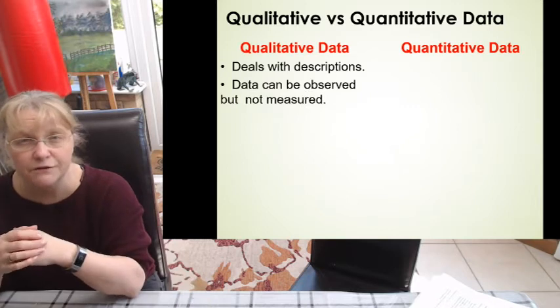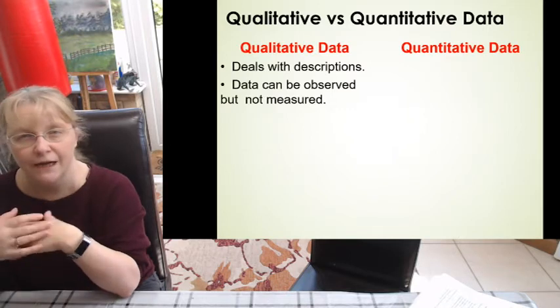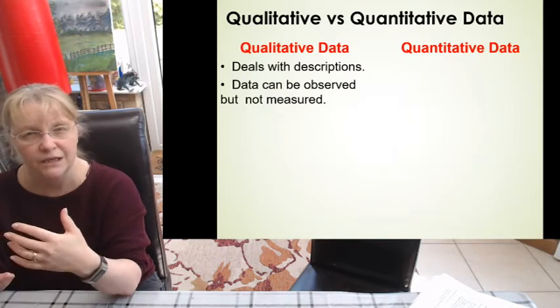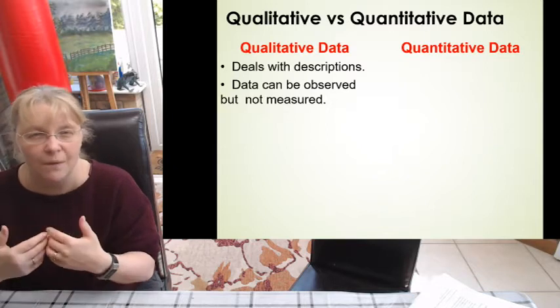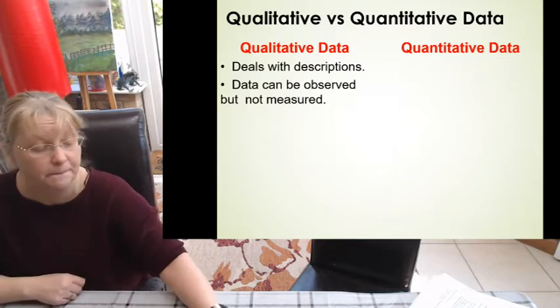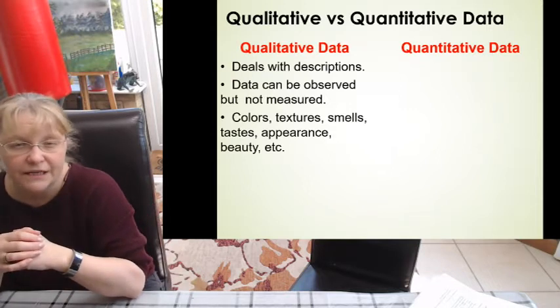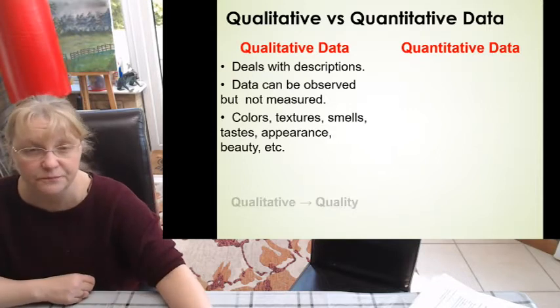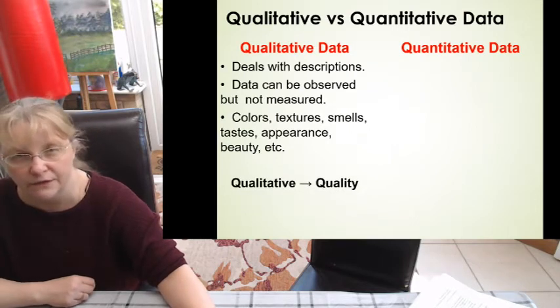Data can be observed, but it can't be measured. I mean, how does the fact that the sun is shining right now make me feel? That can't be measured. I can just rate it on my scale, so maybe say 1 to 10. As I said before, it's colours, textures, smells, tastes. Now, a good way to remember is qualitative can be seen as quality.